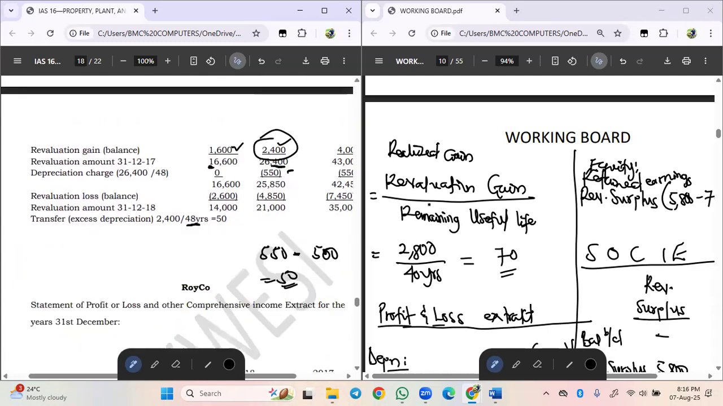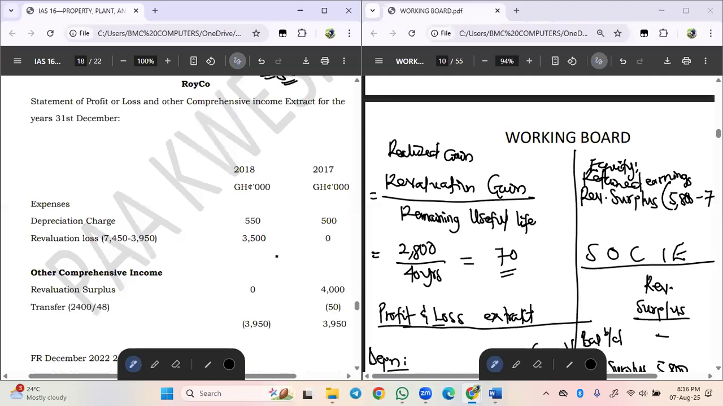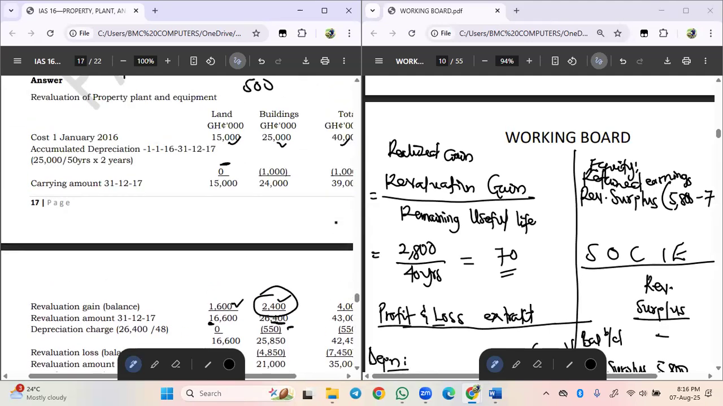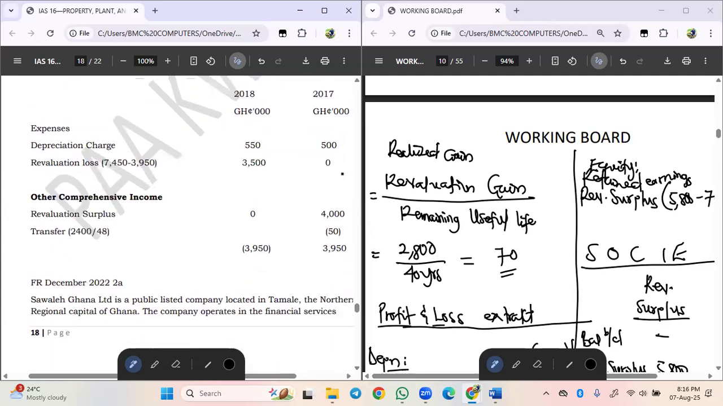Now this is the financial statement. For 2018, the depreciation is 550. For 2017, the annual one is 500. Here you are seeing 1,000 because we calculated 2 years times 2. So if you divide by 2, you get 500. So that's depreciation. Now you are seeing revaluation loss as part of what?